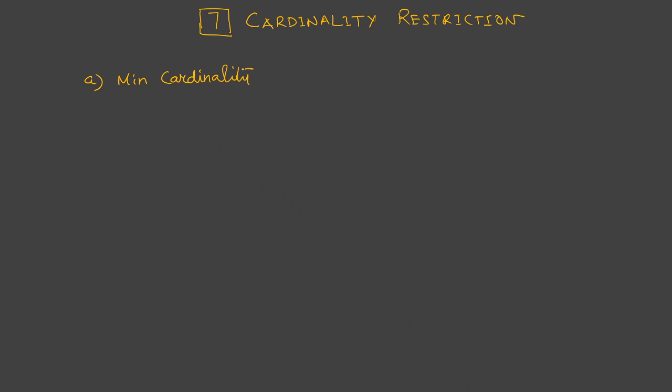Now moving on to the next point, which I think is a very crucial one, which has to do with cardinality restriction. So our 7th point is cardinality restriction. First, we will try to model min cardinality.